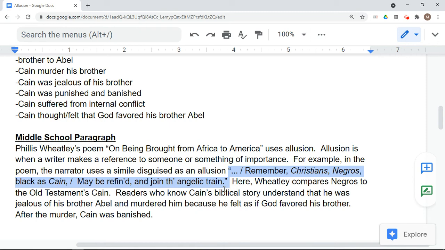remember. Notice the comma usage. Look at how many commas she has here. So thinking about how Wheatley is using this, it's almost as if there's a contrast here, because she says, remember. Again, notice this comma usage. Remember, comma, Christians, comma, Negroes, comma, black as Cain, comma, and another comma, may be refined. So if you do the pausing: remember, Christians, Negroes, black as Cain, may be refined and join the angelic train.